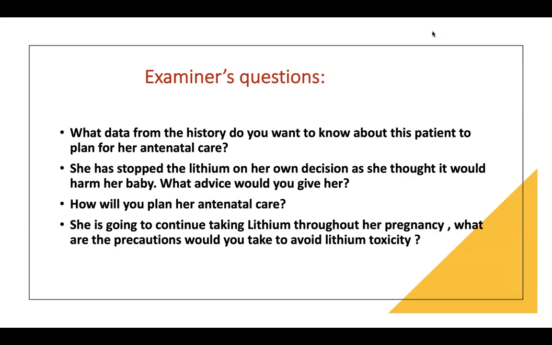And also we can assess her mental health condition at the moment with the scoring systems PHQ-9 and GAD-7 to see whether she's developing any anxiety and depression at this stage. Okay. So how will you plan her antenatal care?